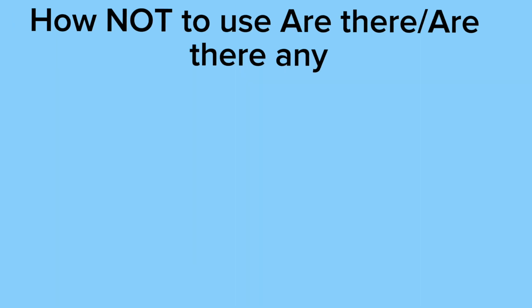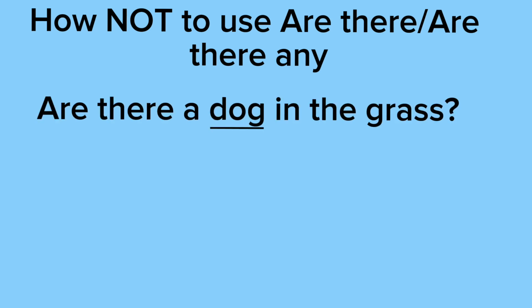How not to use are there and are there any. So our first example says, are there a dog in the grass? As you can see, this sounds wrong, and dog is a singular noun, so we should be using is there as opposed to are there, so this is incorrect.